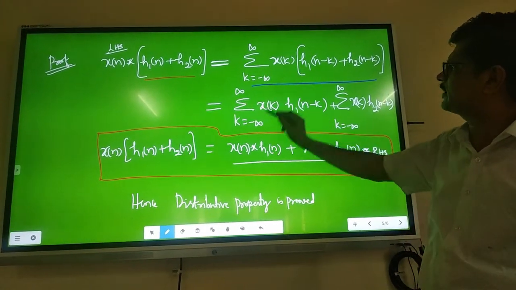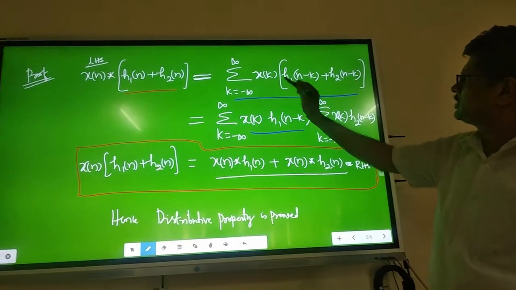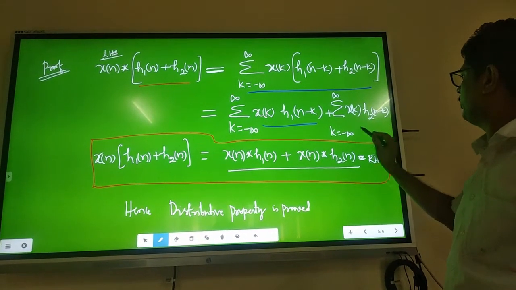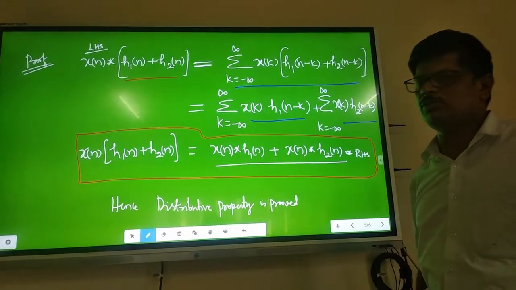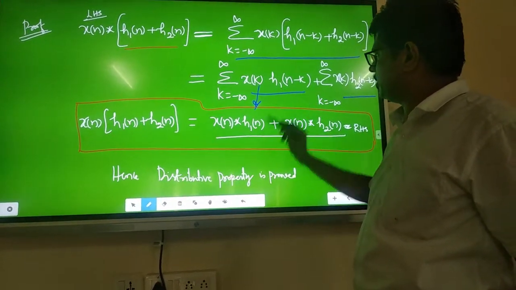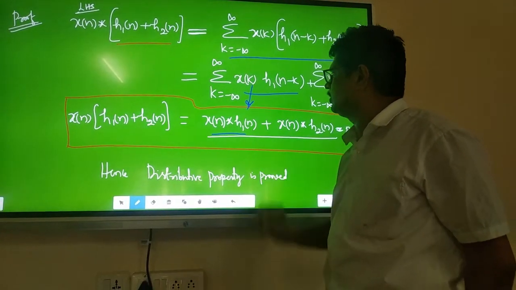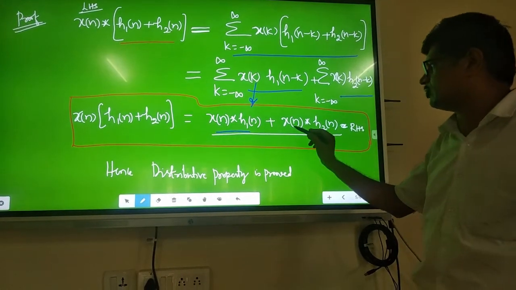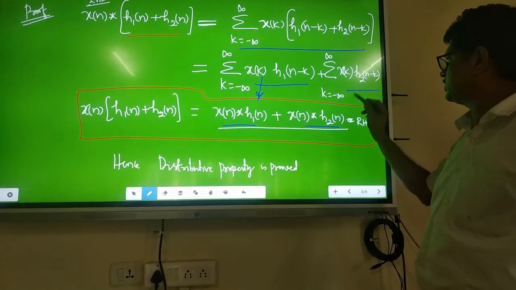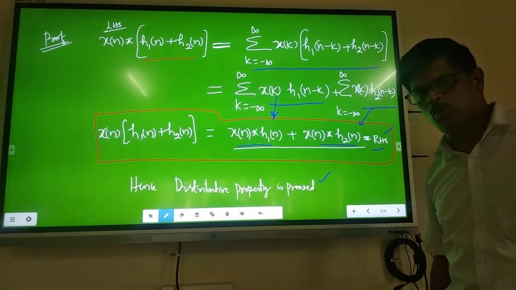Summation k equal to minus infinity to plus infinity of x of k into h1 of n minus k. Similarly, split the second: summation k equal to minus infinity to plus infinity of x of k into h2 of n minus k. Two convolutions you will get. Now this simplifies: x of k h1 of n minus k is the standard equation of x of n convolved with h1 of n. Similarly, this is the convolution of x of n with h2 of n, which is equal to the RHS. Hence the distributive property is proved.